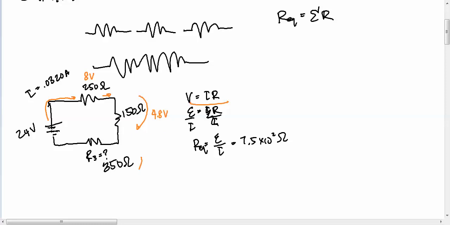What about the voltage drop across here? You just replace the R with something different. You know the I, you want to calculate V, and you plug those into your calculator and you get 11.2 volts. What do you notice? 8 plus 4.8 plus 11.2 is 24. And so you dropped 24 volts. But guess what? When you go across that battery, you get 24 volts. So there's your circuit right there.